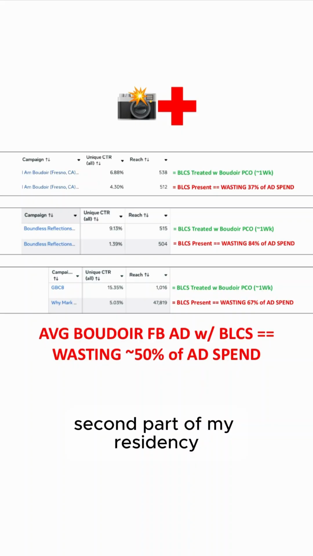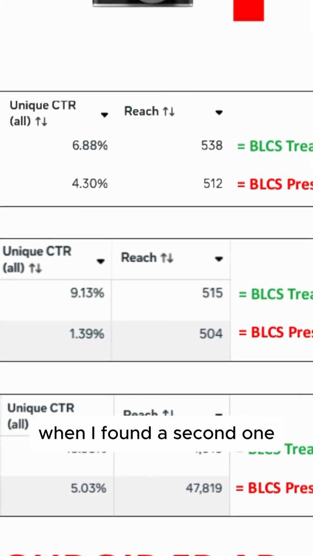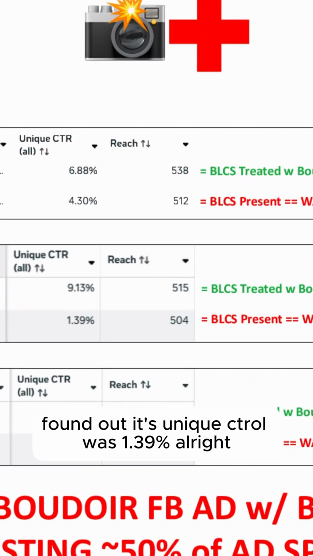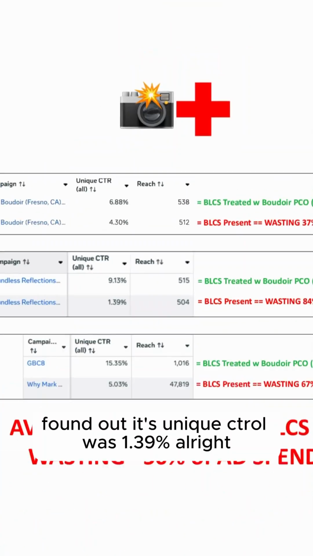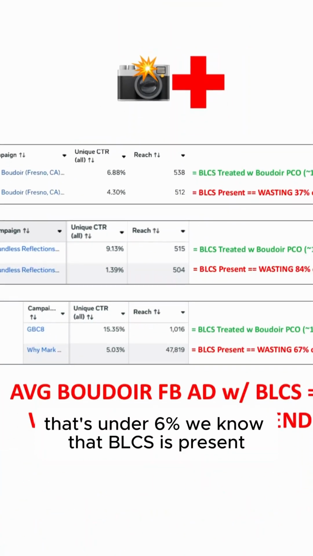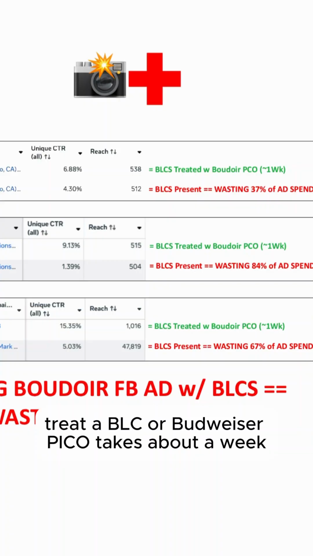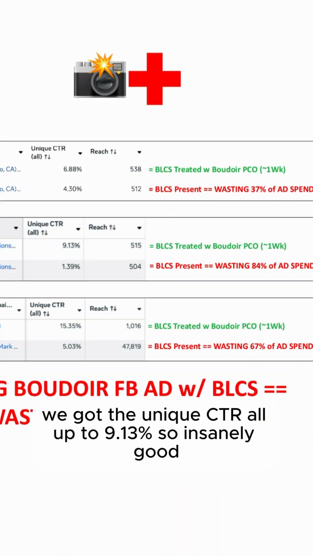Next, second part of my residency, went out and found a second one, brought it to the hospital, tested it, found its unique CTR all was 1.39%. All right, that's under 6%. We know that BLCS is present. So let's duplicate it and let's treat it with Boudoir Pico. It takes about a week. So we did that. We got the unique CTR all up to 9.13%. So insanely good.